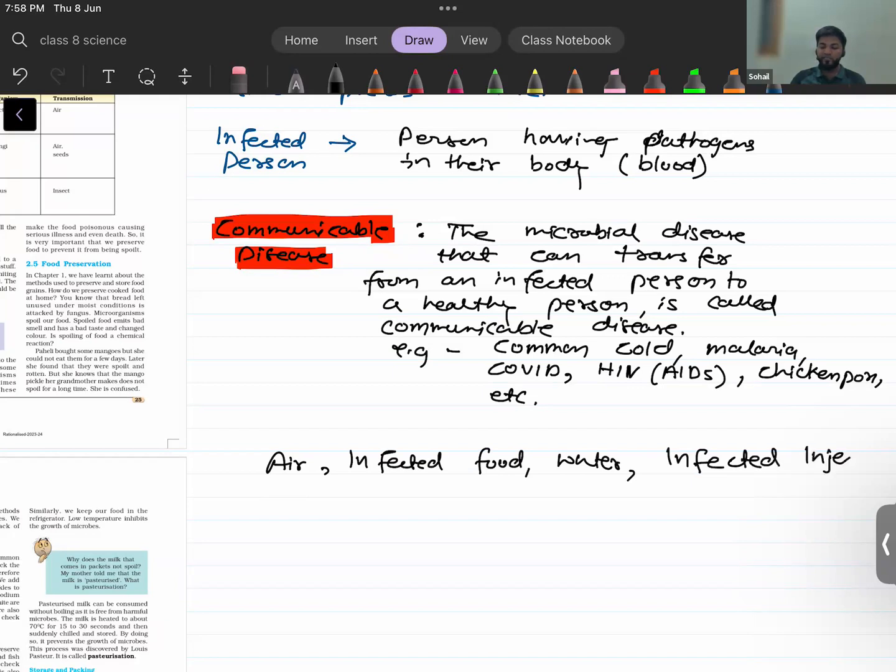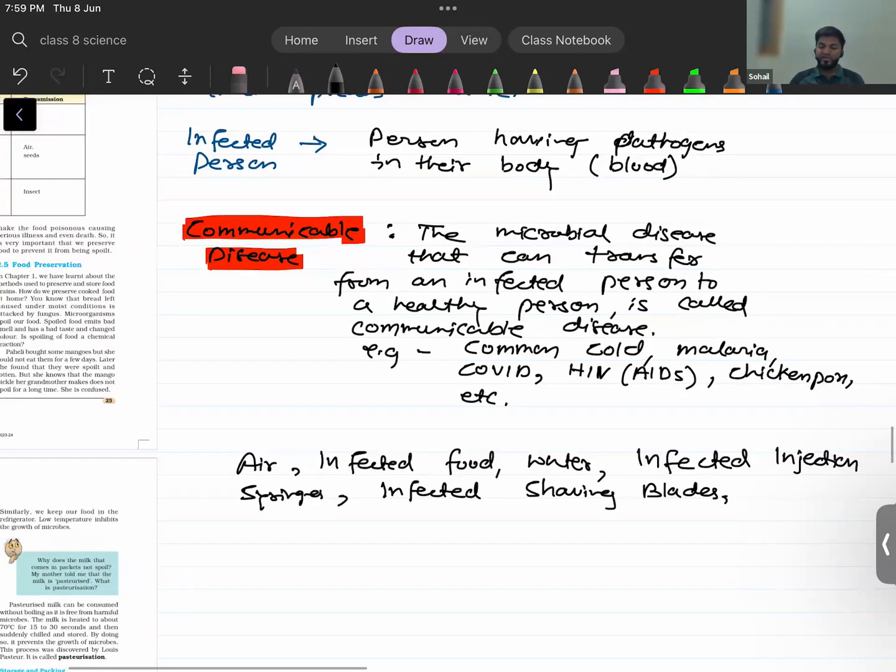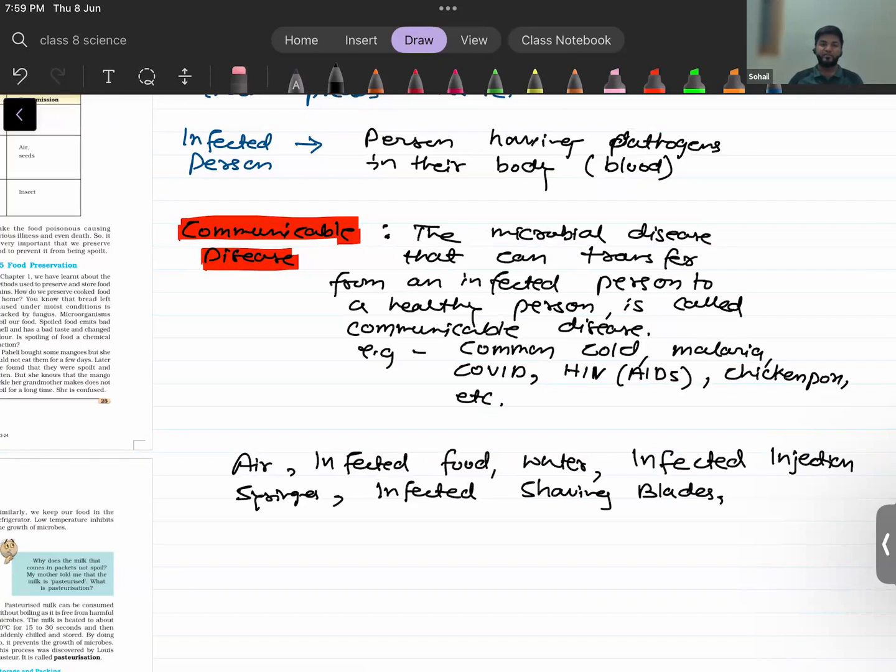Infected injection syringes, or if someone uses infected shaving blades. By writing, you guys can understand? Yes, sir. Okay. Infected shaving blades. So if someone uses infected shaving blades, then these diseases can transfer to another body. Or the last one is coming in physical contact with someone. If someone comes in sexual contact with the infected person, then it is highly likely that person will also catch the disease.